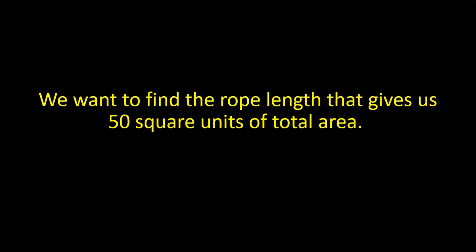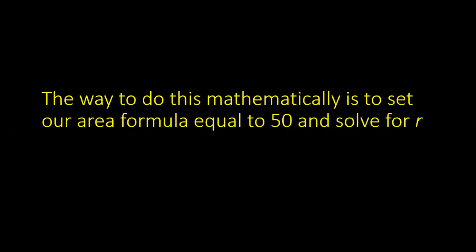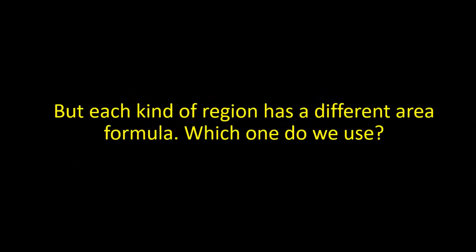We want to find the rope length that gives us 50 square units of total area. The way to do this mathematically is to set our area formula equal to 50 and solve for r. But each kind of region has a different area formula. Which one do we use?